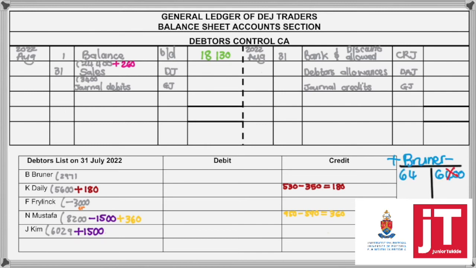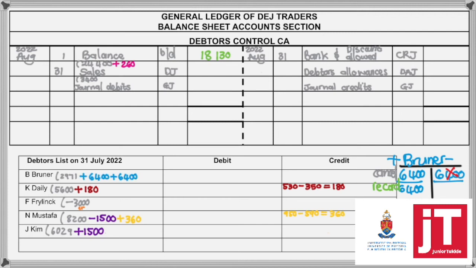Then we have Bruner's account where we posted the invoice on the wrong side. So remember, it was credited instead of debited. So what should we do? First cancel it and then record it. So we have to enter it twice in Bruner's account. So please show it twice.